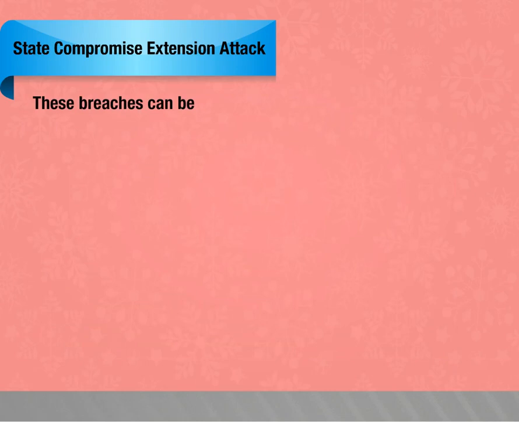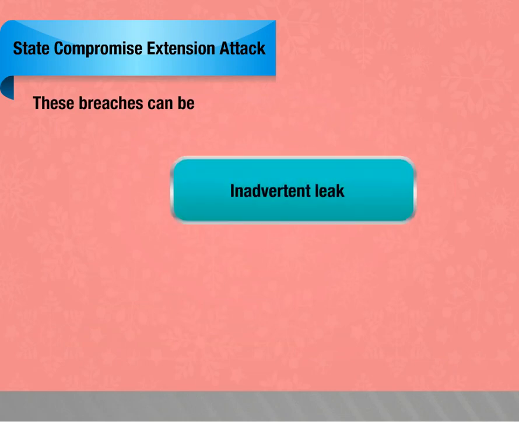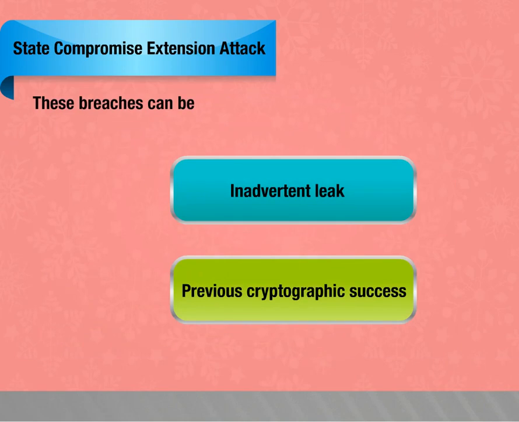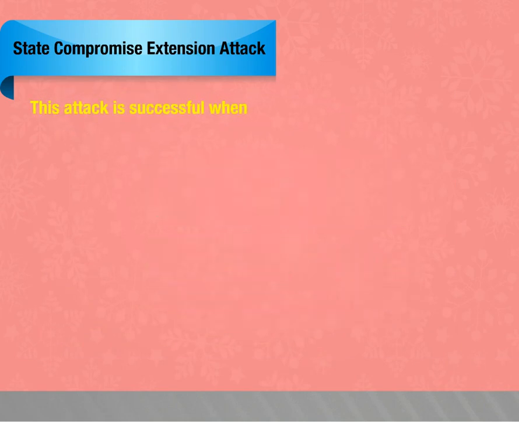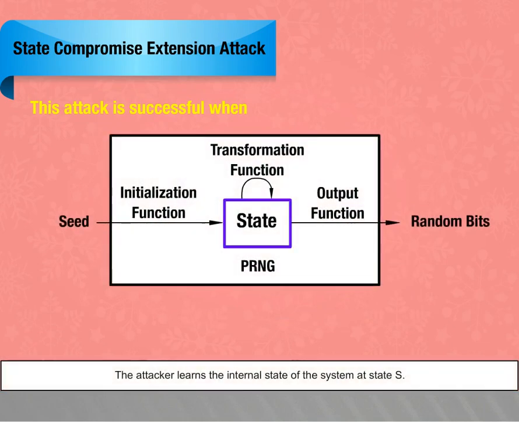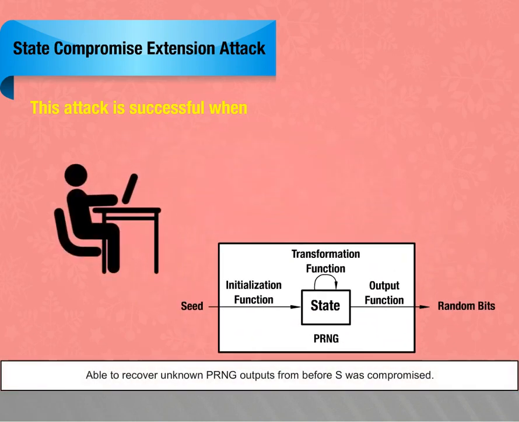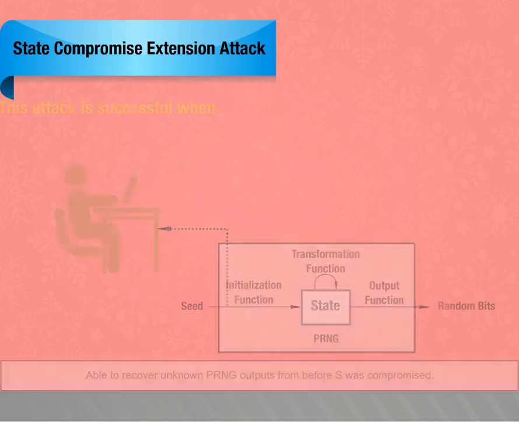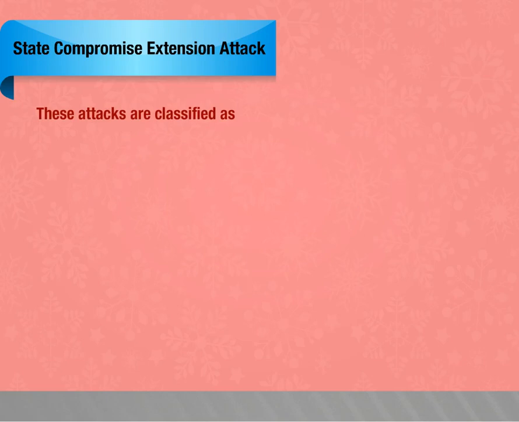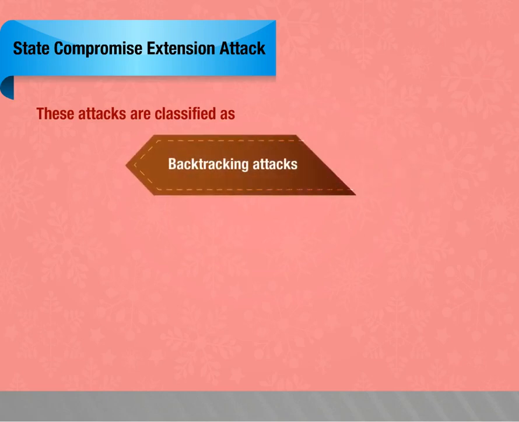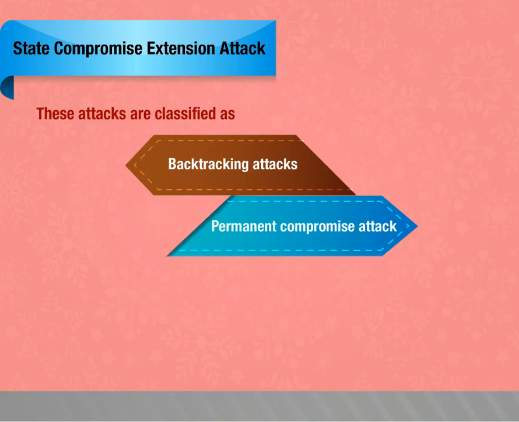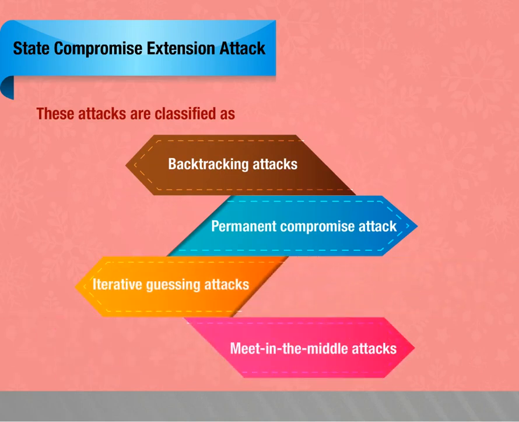These breaches can be an inadvertent leak or a previous cryptographic success. This attack is successful when the attacker learns the internal state of the system at state S, and is able to recover unknown PRNG outputs from before S was compromised. These attacks are classified as backtracking attacks, permanent compromise attacks, iterative guessing attacks, and meet-in-the-middle attacks.